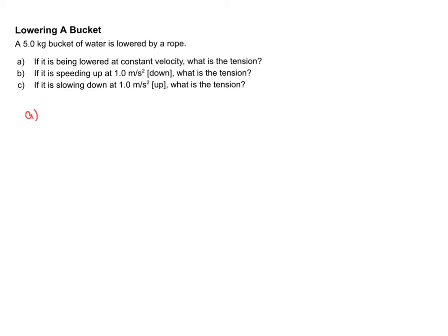Part A, it is going at a constant velocity. That means the forces are balanced due to Newton's first law. So in the free body diagram, there's the bucket, there's gravity down. That has to be balanced out by the tension. So basically, whatever the gravity is, that has to be the same number as what the tension is. And that would equal m times g.